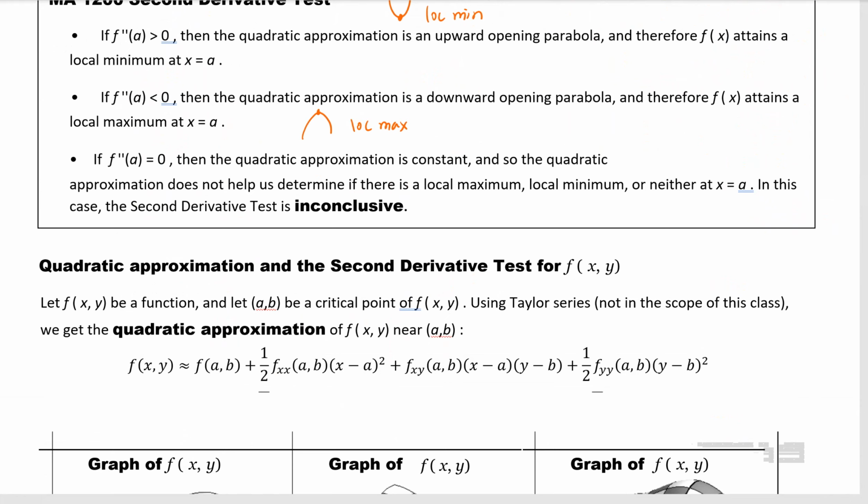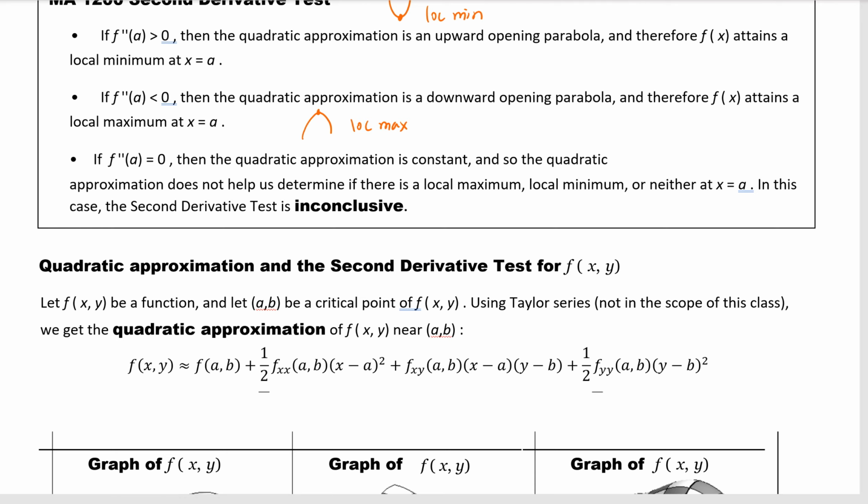Now let's generalize this idea to higher dimensions. Let's look at the quadratic approximation and the second derivative for f, a function of x and y, so two independent variables. Let (a, b) be a critical point. Using the Taylor series of two variables, which is not in this class, I know you haven't learned it, just accept this fact. But if you want to know more, please come to my office, and I'm happy to show you.